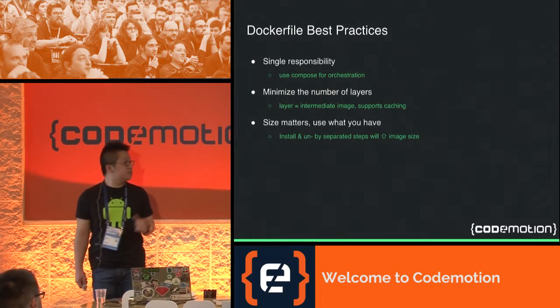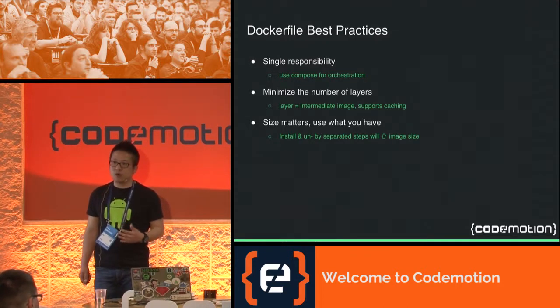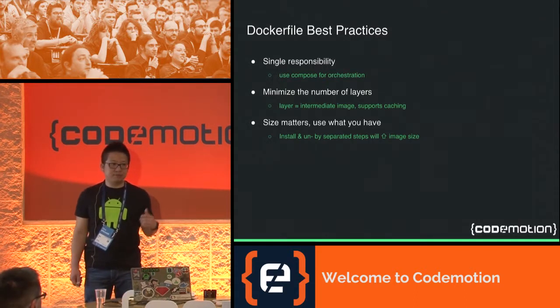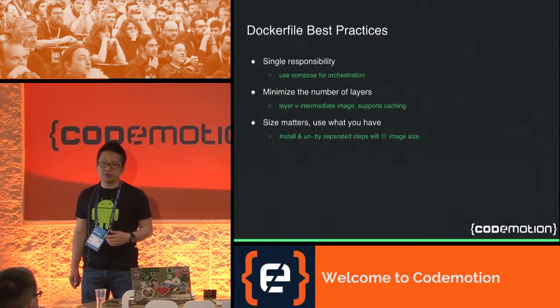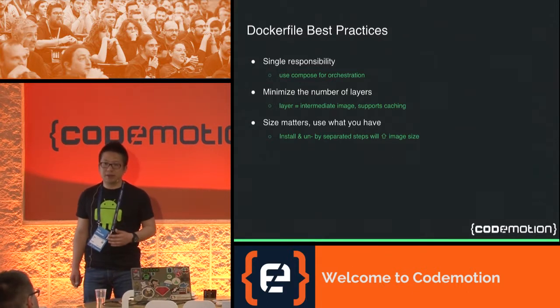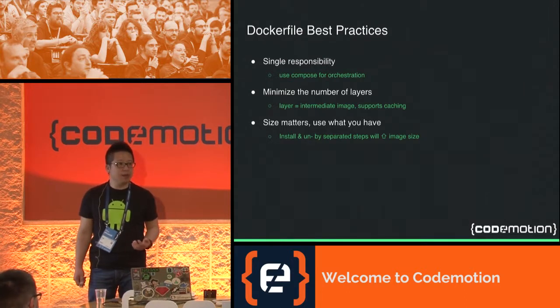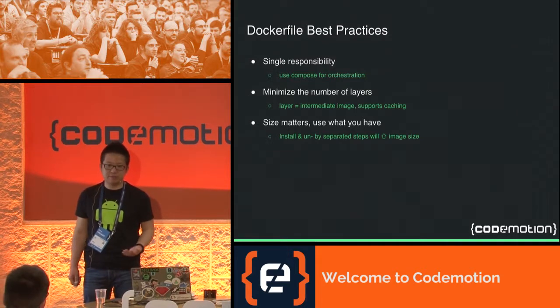And the other one is size matters. You should really keep your size small, otherwise the build time will be really like hell. And also you should be aware that whenever you install or uninstall some tool in a different line, it will add up the image size. It's just like a Git system. It tracks all of the changes. But if you do the install and uninstall in the same line, the image size of the file system won't be increased.